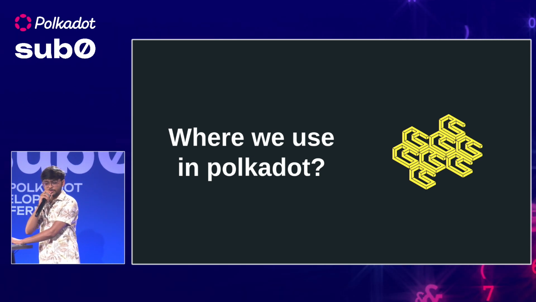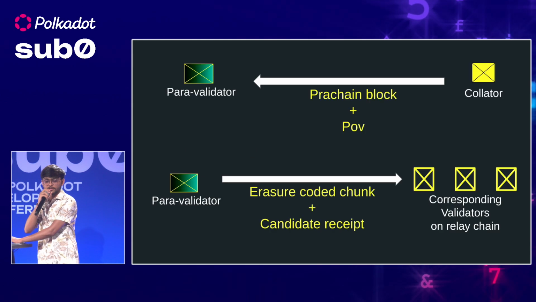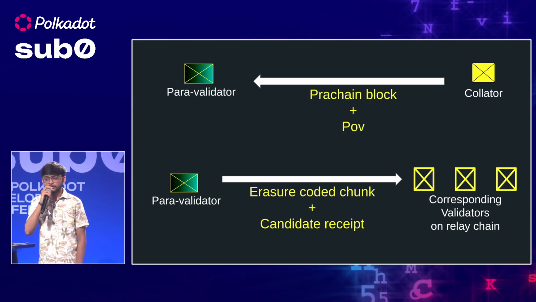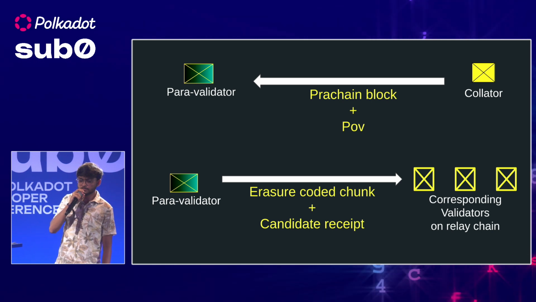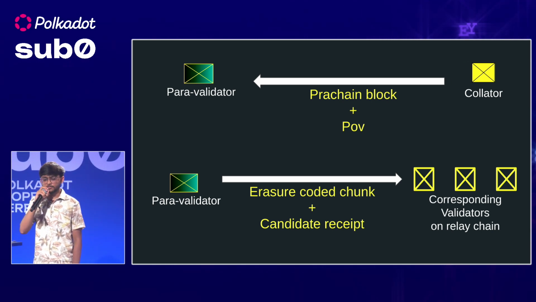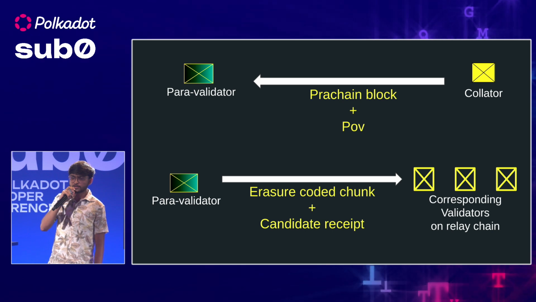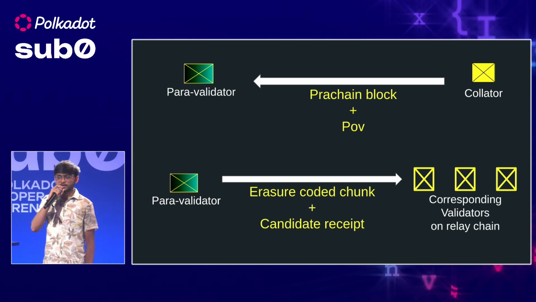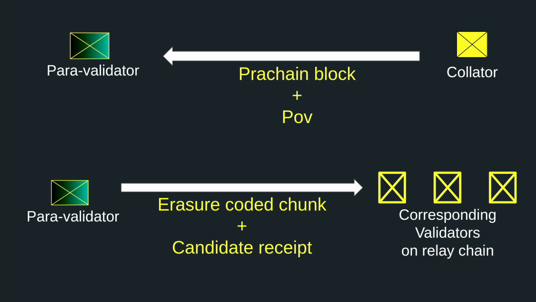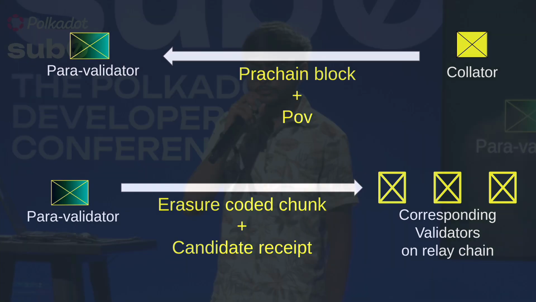Now let's see where we actually use erasure coding in Polkadot. In Polkadot, some validators are assigned to a particular parachain by a parachain assignment routine, and these validators are called parachain validators. A parachain validator will establish a connection with a collator. A collator is nothing but a full node of a particular parachain, which will propose an unsealed parachain block along with a proof of validity.